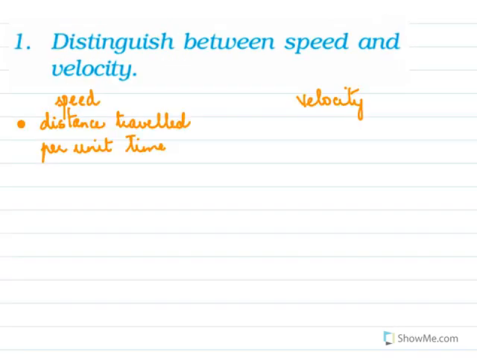To distinguish between speed and velocity: speed is the distance traveled per unit time, while velocity is displacement per unit time.